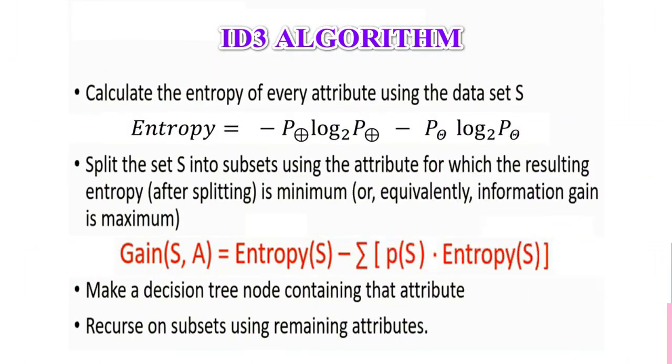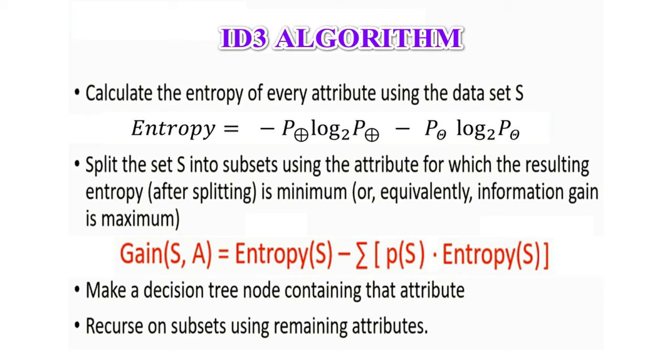Steps involved in the ID3 algorithm. Calculate the entropy of every attribute using the data set S. The entropy formula is: Entropy = minus probability of positive sample times log to the base 2 of probability of positive sample, minus probability of negative sample times log to the base 2 of probability of negative sample.